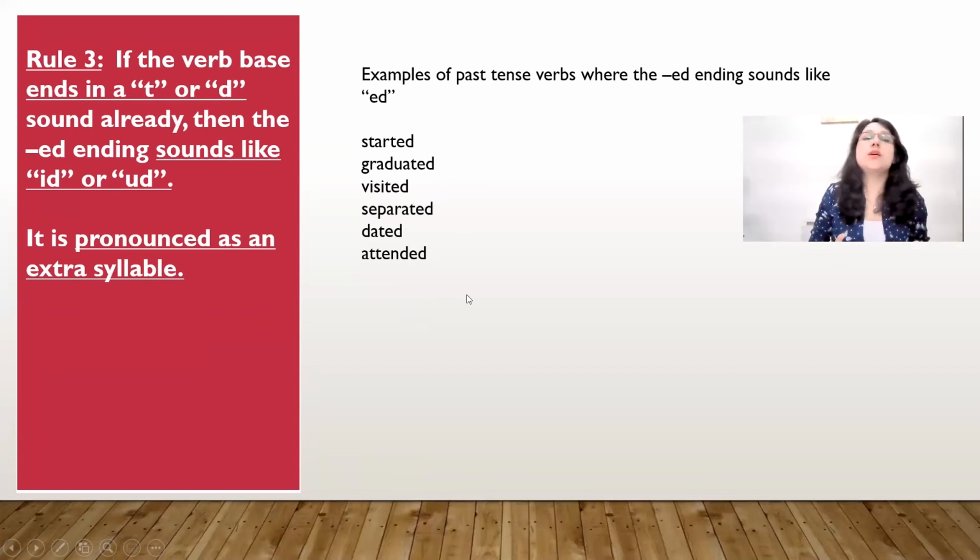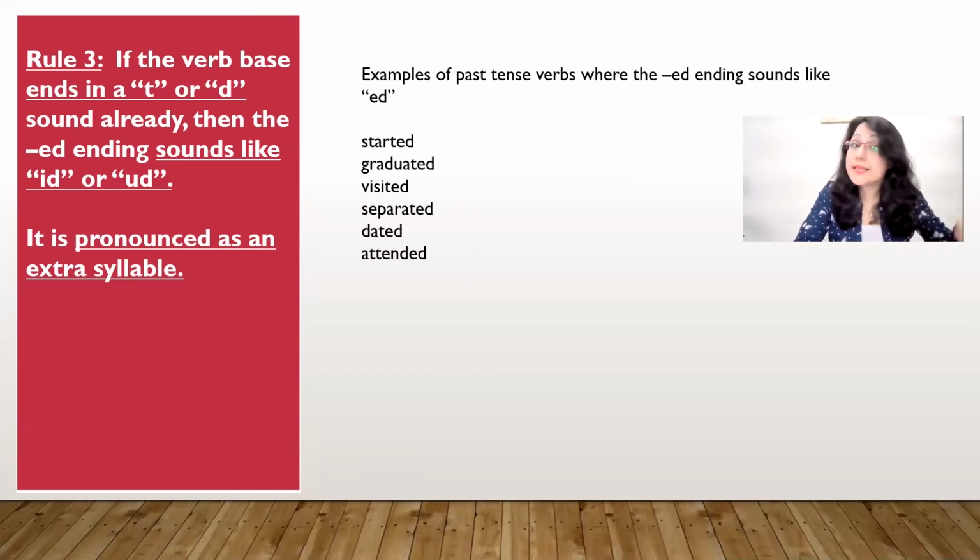Okay. So when the word is ending with a T or a D, then of course you can go ahead and break them into two syllables, and then the sound at the end is going to be id or ud. Like we said over here, we looked at started, graduated, visited, separated, dated, or attended.